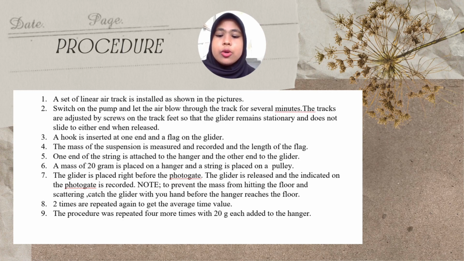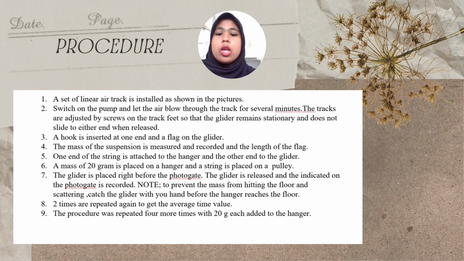In addition, a hook is inserted at one end and a flag on the glider. The mass of the suspension is measured and recorded, and the length of the flag. One end of the string is attached to the hanger and the other end to the glider. A mass of 20 grams is placed on the hanger and the string is placed on the pulley. The glider is placed right before the photo gate. The glider is released and the reading on the photo gate is recorded.